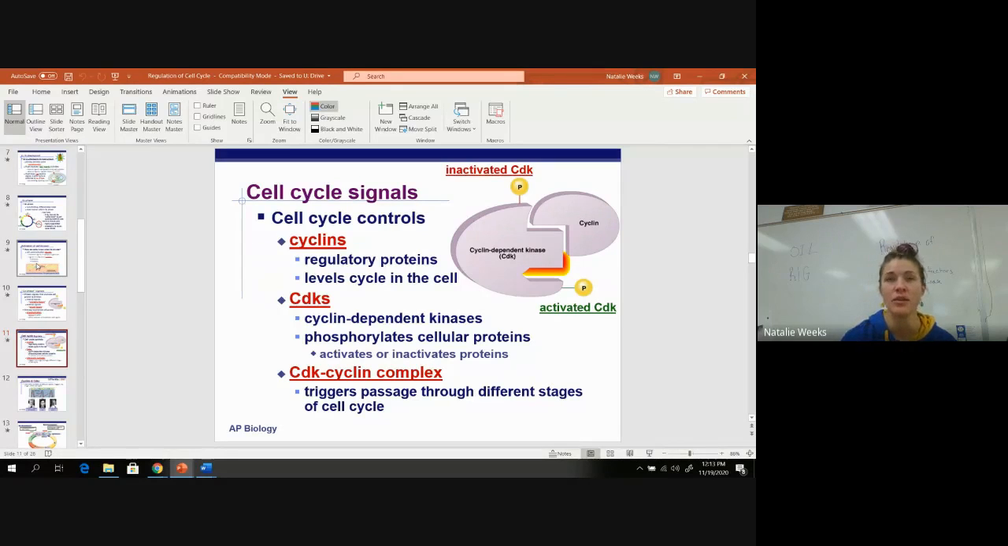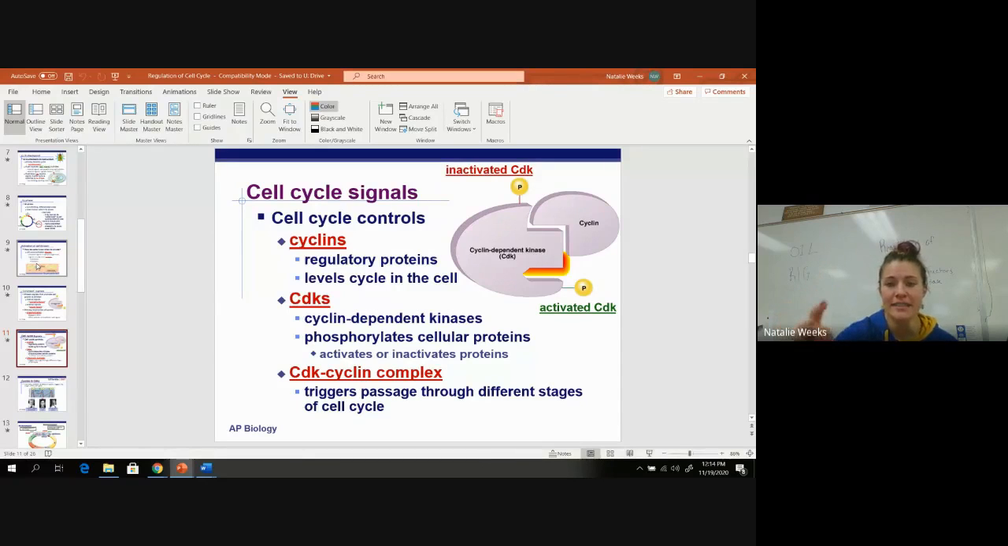Your activity that you are going to do next Monday goes more in depth with this, because this is actually some different ways that cancers can be caused. So we're just going to mention the terms here, and then in your activity on Monday, it goes a little more in depth. So a cyclin is a type of regulatory protein, and its levels cycle in the cell. CDKs are cyclin-dependent kinases. So remember, kinetic, that's like a movement thing.